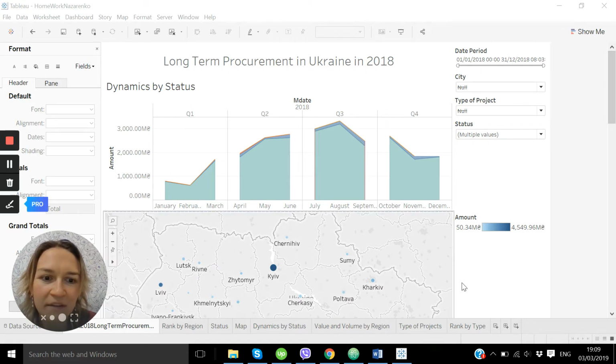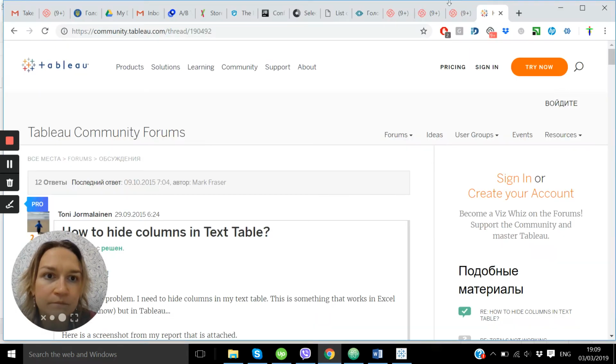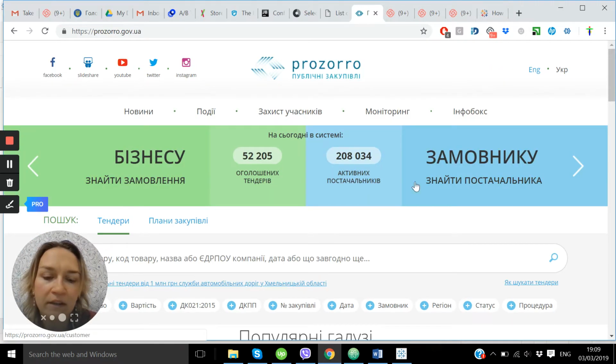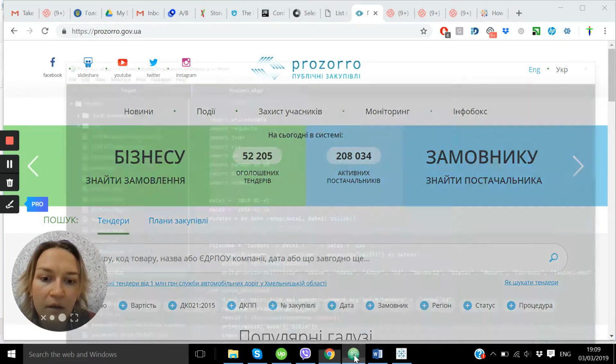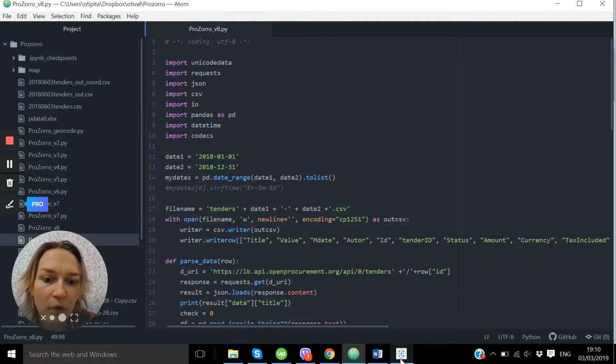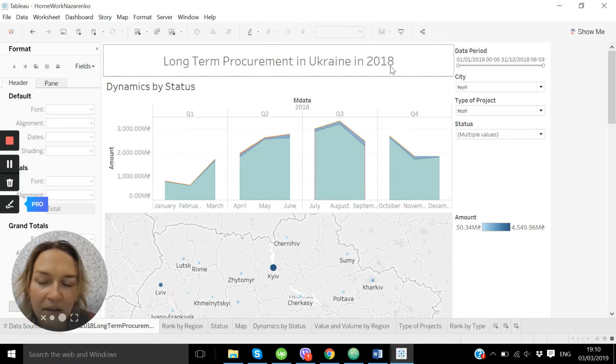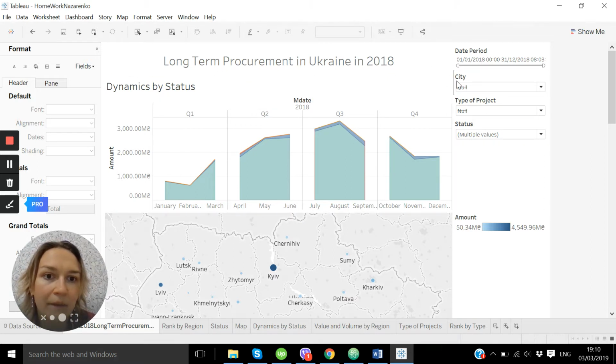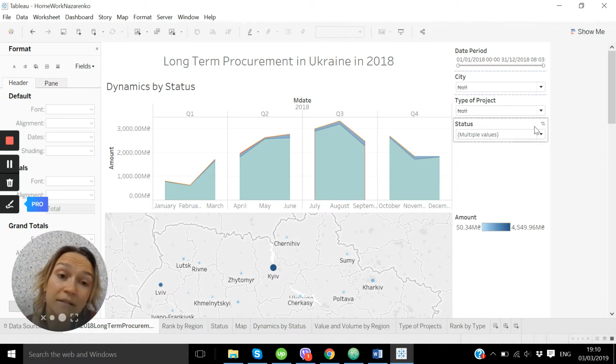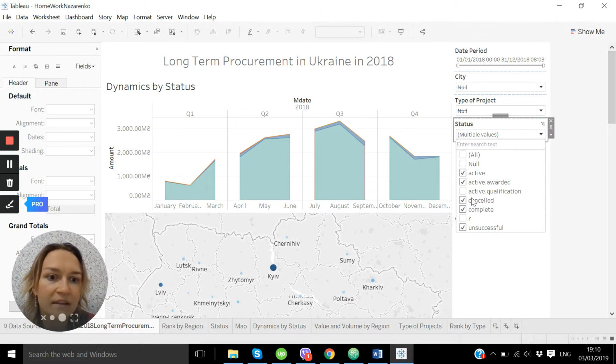Here is a dashboard that we've built based on the Prozorro data that we got using a Python script through the API for 2018's data, for the tenders that were actually published and realized and completed through that platform. We can select the status of the tenders that we are interested in.